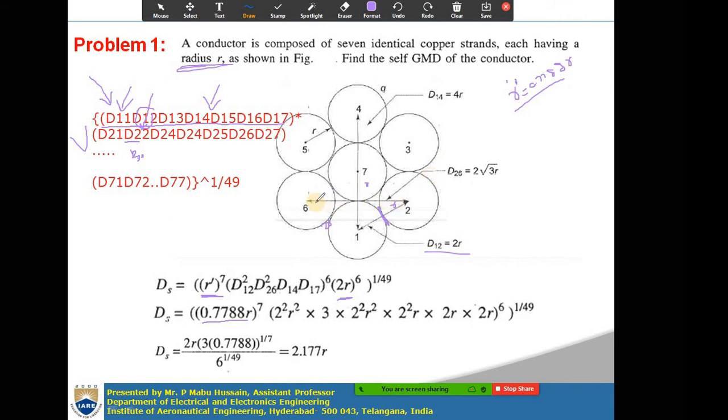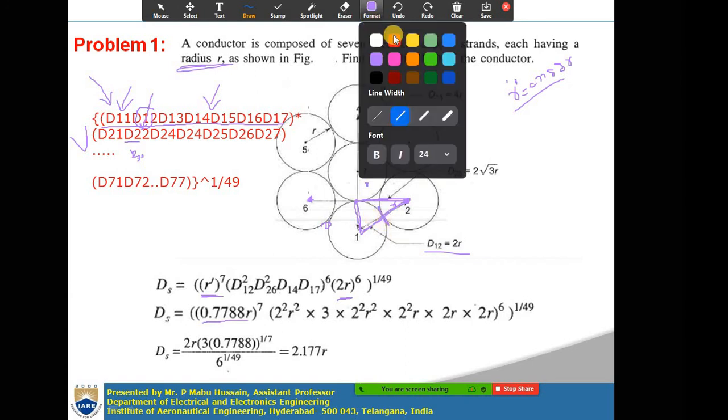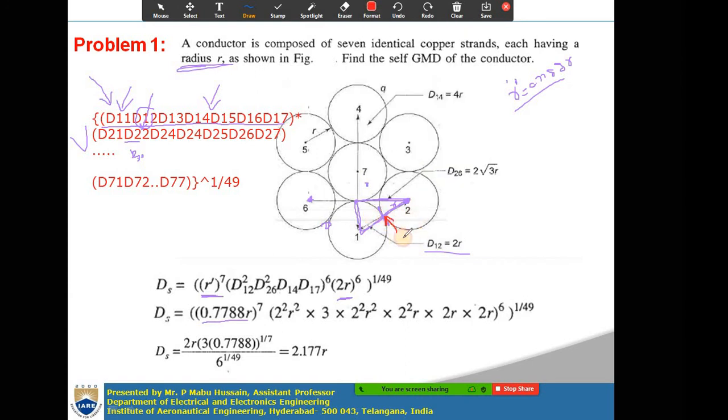Okay. So now if you want to calculate the distance from 2 to 6, how can you calculate here? You don't know the distance from here to here, so you have to calculate this distance. For that you have to consider this rectangle. You know that this length is 2r and this length is r. Then you can determine this length.